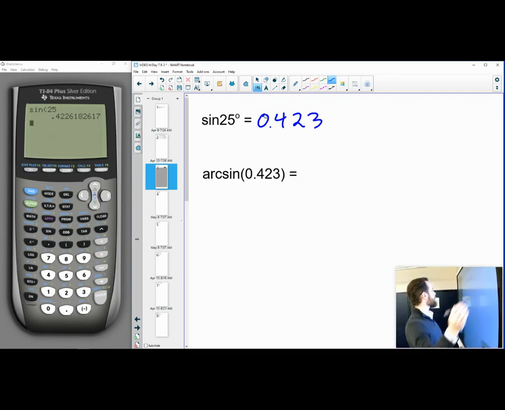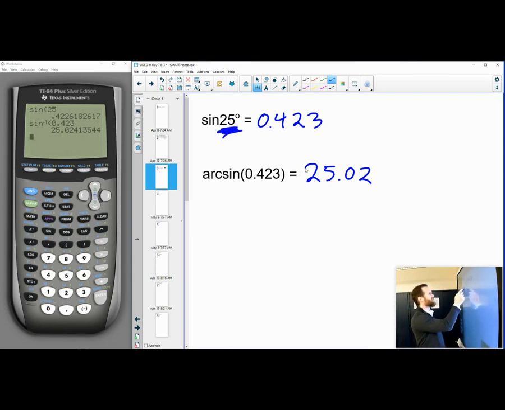And the next thing we're going to do is find the arcsine of that decimal. So what happens if we give arcsine the decimal that sine of 25 gave us? Well, let's see what happens. Now, to get to arcsine, you have to hit second and then sine. That's at least how you do it on a graphing calculator, TI-84. It might be different on the calculator you have at home. But I'm going to hit second sine to get arcsine, and I'm going to type 0.423. And we get 25.02.